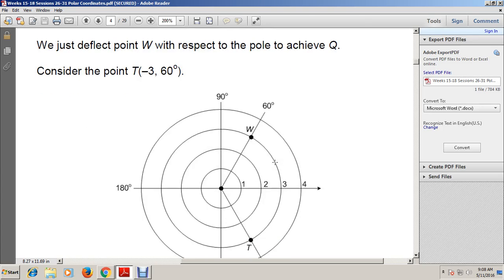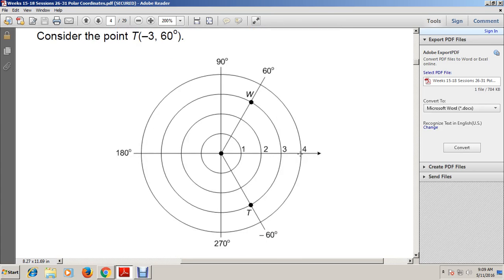Okay, so consider point T. Take note that the given here for point T should be negative 60 degrees. This is a typographical error, so it should be written as 3 and negative 60 degrees.